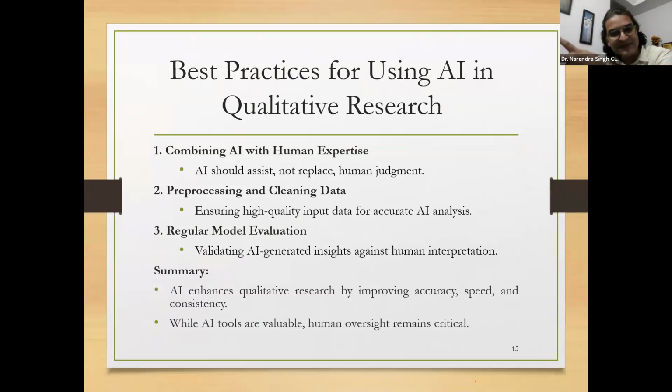Combine AI and human expertise, so that AI should assist, not replace human judgment. Ensure high quality input data for accurate AI analysis. That means you have to verify the data. You have to verify the input and the output both.